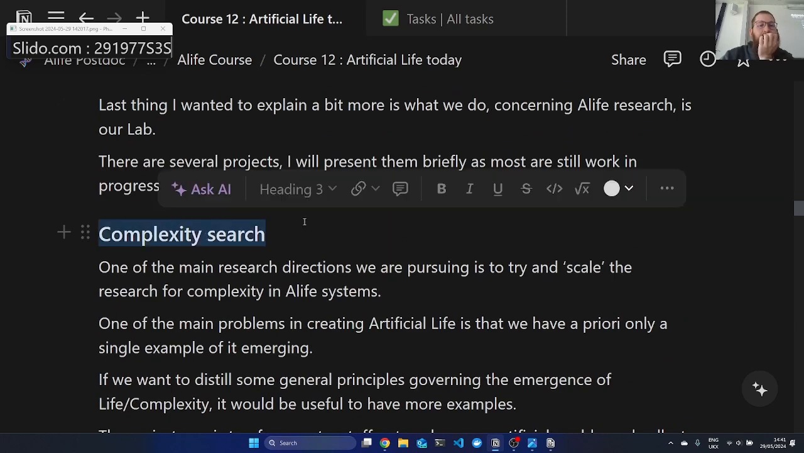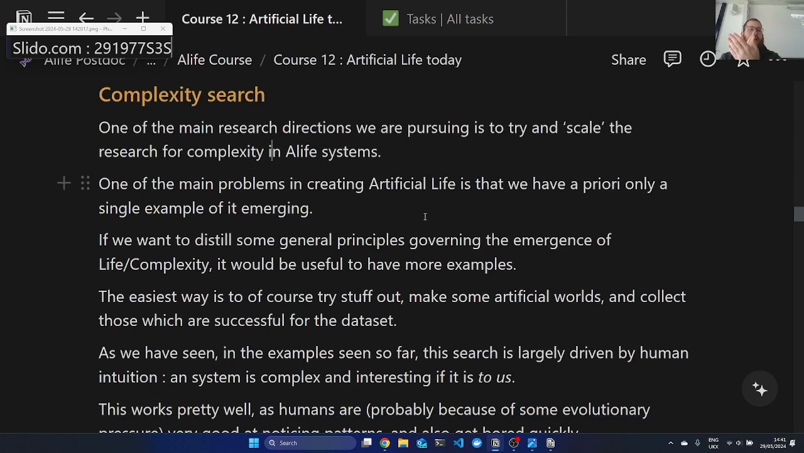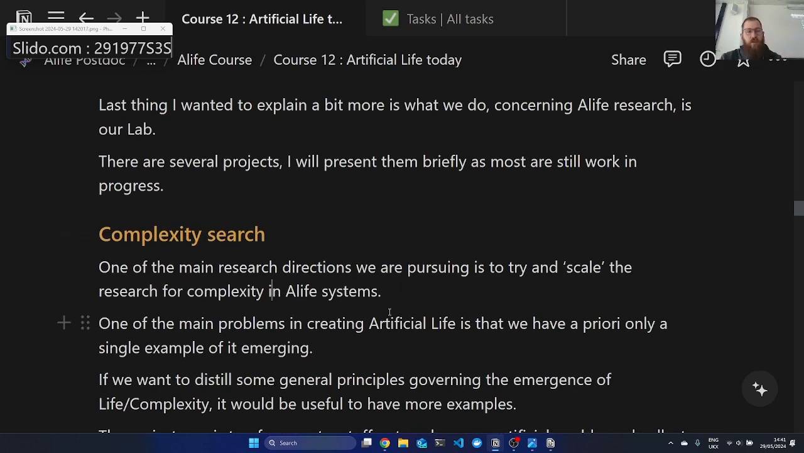So the main axis of research, at least for me, that I want to work on and I'm working on is this search of complexity. More precisely, it is to try and scale up the detection of complex systems in artificial life, of emergence of complexity, okay?